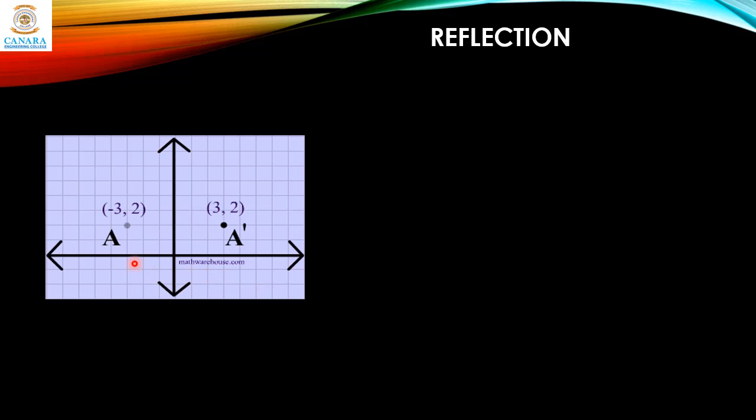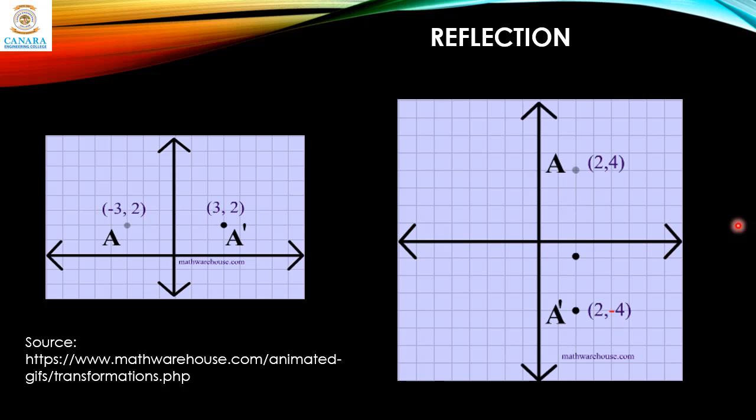So next is the reflection part. Here in the first example we are reflecting this point A with reference to the y-axis. So minus 3, 2, its reflected point will be plus 3 and plus 2. So the reflection is along the y-axis here. And you can again do it along the x-axis also. So the reference line is the x-axis for this. Point A is 2 comma 4. Its reflection along the x-axis, if you take the x-axis as reference, will be 2, minus 4. So this is about reflection and translation.